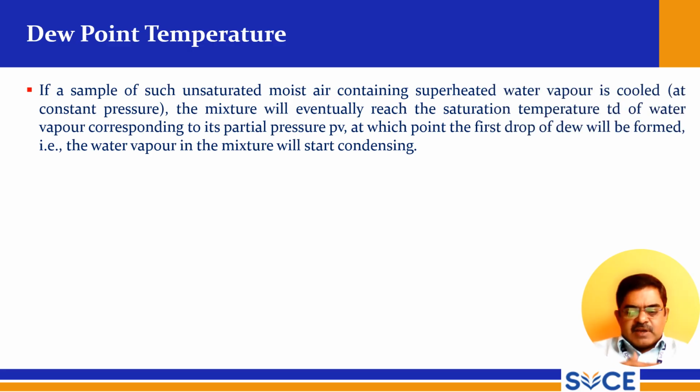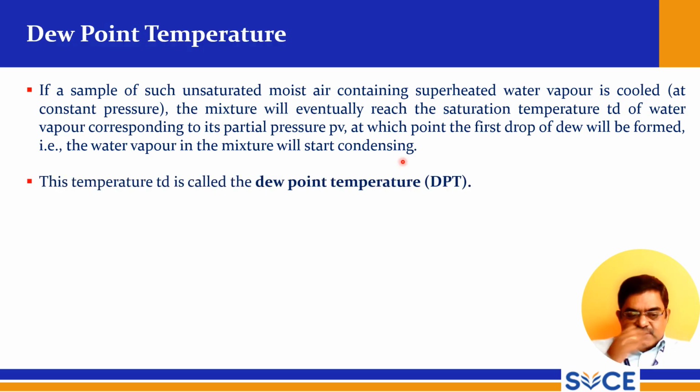So the next psychrometric property is dew point temperature. If a sample of such unsaturated moist air containing superheated water vapor is cooled at constant pressure, the mixture will eventually reach the saturation temperature Td of water vapor corresponding to its partial pressure Pv, at which point the first drop of dew will be formed. That is known as the dew point, D in the earlier diagram, and the water vapor in the mixture will start condensing. So this temperature is known as DPT, that is, dew point temperature.